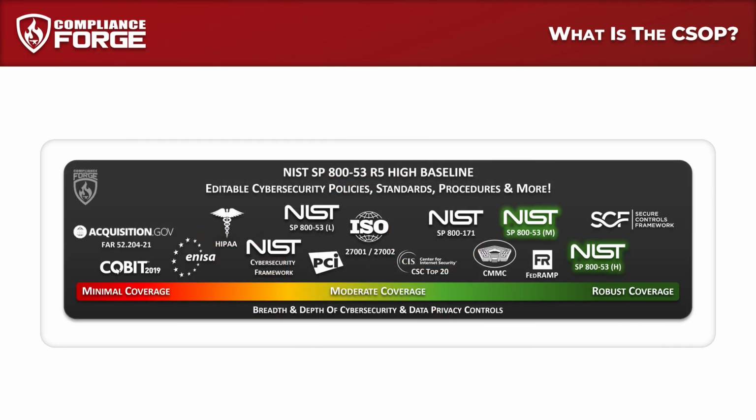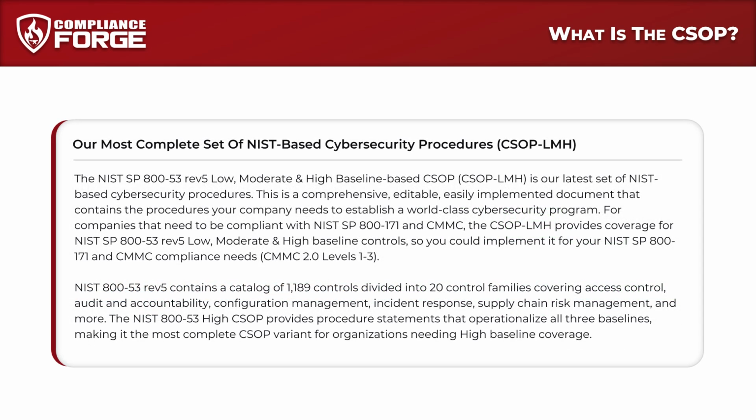So what exactly is the NIST 853 high version of the CSOP? As a visual, here is where the NIST 853 high baseline sits on the spectrum of cybersecurity frameworks. It is on the more robust side of the spectrum, based on the topics it covers. It is our latest and most complete set of NIST-based cybersecurity procedures, a comprehensive, editable, easily implemented document that contains the procedures your company needs to establish a world-class cybersecurity program.